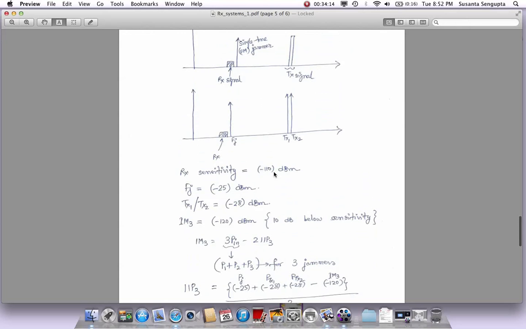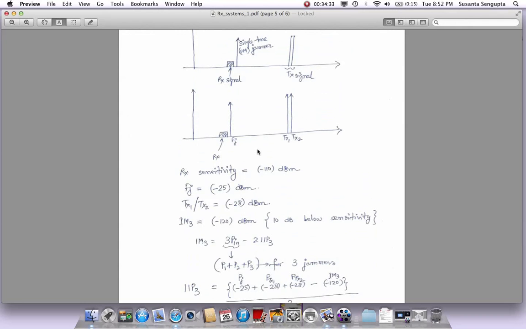And let's take the same example here. Let's say the sensitivity is minus 110 dBm. And let's say the jammer power is minus 25 dBm, a very, very strong jammer. CDMA used to have a very strong jammer, now they have relaxed it. TX1, TX2, you can assume that, let's say, each of them is minus 28.